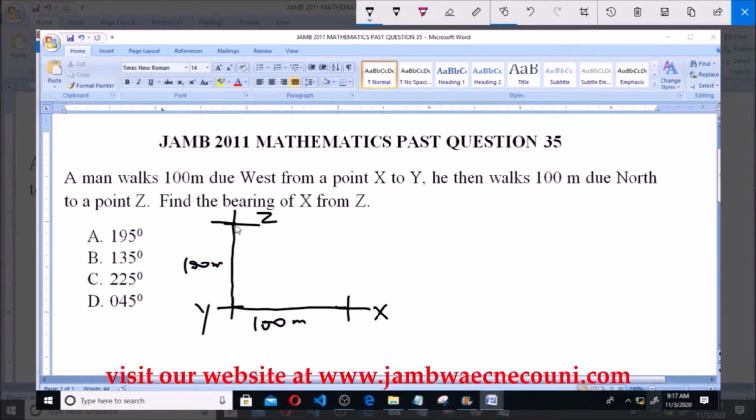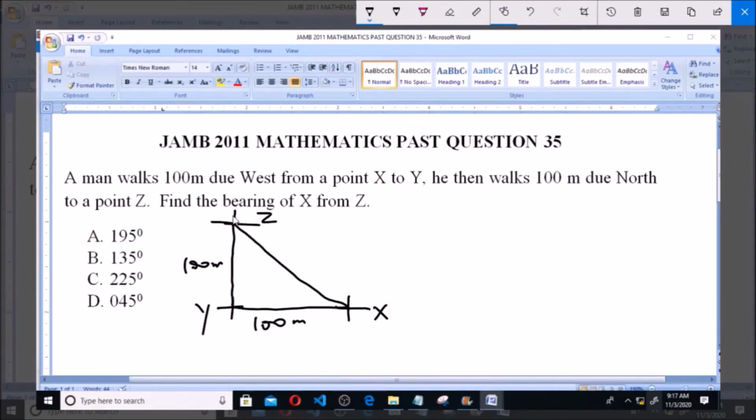Now let's join X to Z. Now the bearing of X from Z is this angle from here to here. Now it is noted that what? Let's divide this angle into two. Let's call this one angle X and let's call this angle Y. So the bearing of X from Z is equal to what? X plus Y. But we already know that what? X is equal to 90 degrees because it's a right angle.